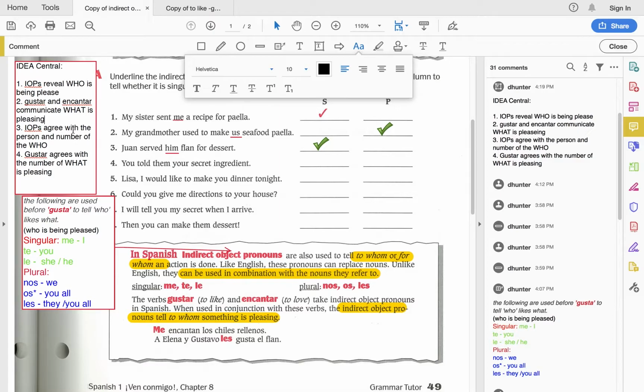IOPs agree with the person and number of the who. Finally, gustar agrees with the number of the what is pleasing. Of what is pleasing. Okay.